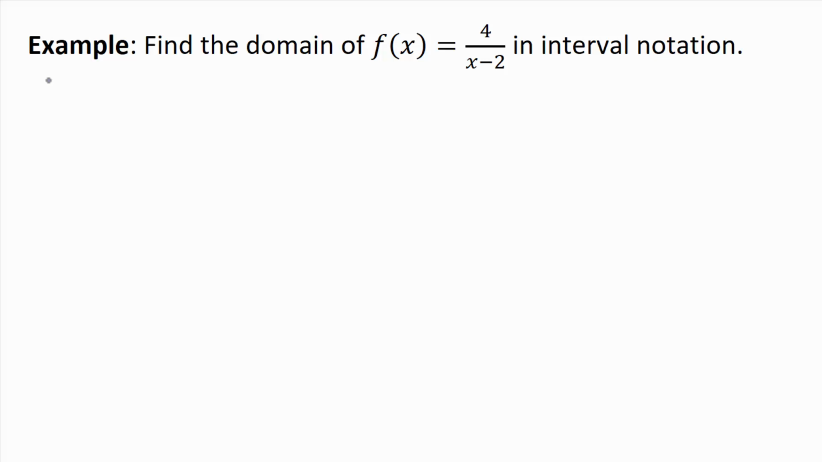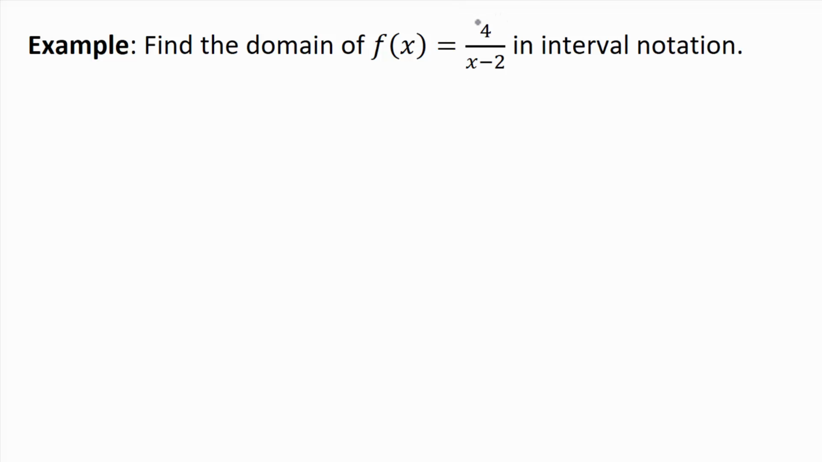In this example, let's find the domain of f of x equals 4 divided by x minus 2 in interval notation. Now recall, the domain is the set of all input values that you're allowed to plug into the function. In this case, an input is represented by x. Okay, so we've got the formula 4 divided by x minus 2.